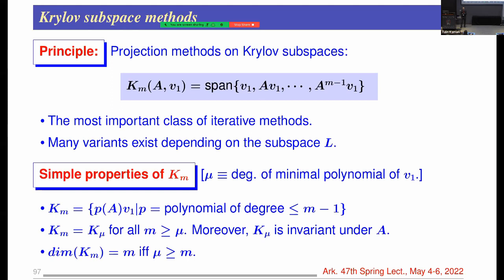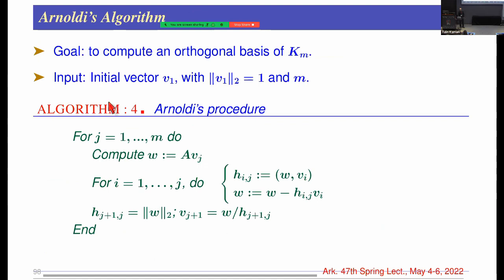Krylov is a little more demanding. You cannot change A. It's a little bit of a difference between the two. So in Krylov subspace methods, you do simply a projection method on this Krylov subspace, which I already described. We have seen already the Arnoldi procedure. Okay.